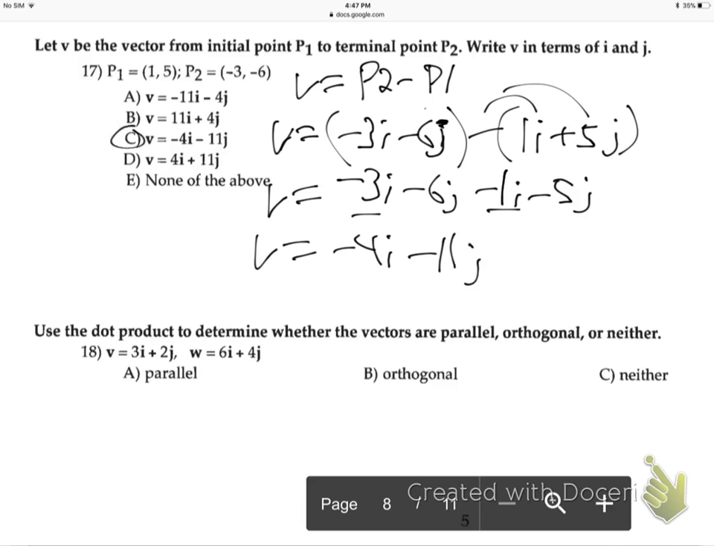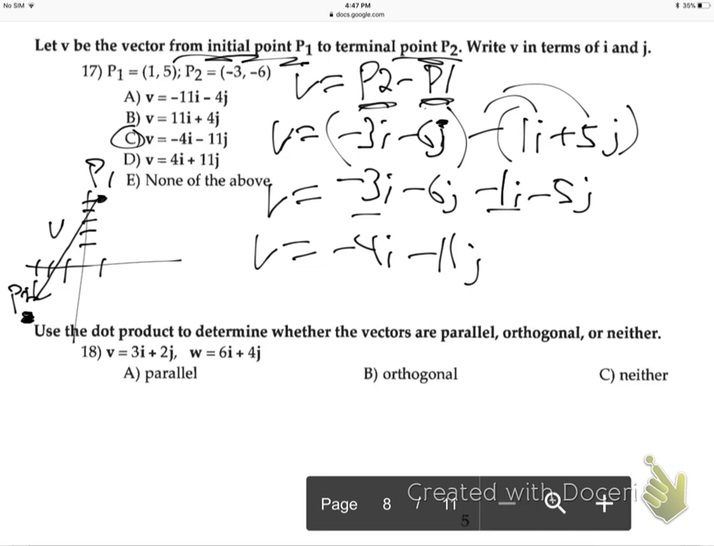C on number 17. Yep, that makes sense because that's from P1 to P2. So that's why you take P2 minus P1. Because we're going from point 1, which was over 1, up 5, and point 2 was back 3, down 6. This was point 1. This was point 2. We're going from P1 to P2.